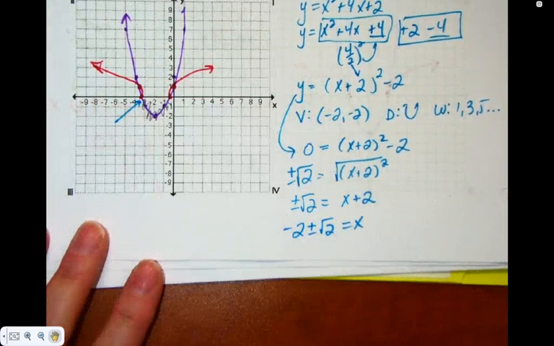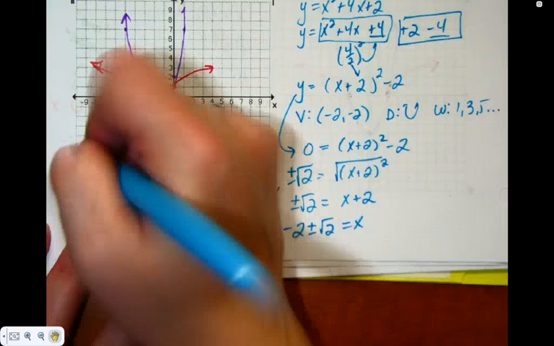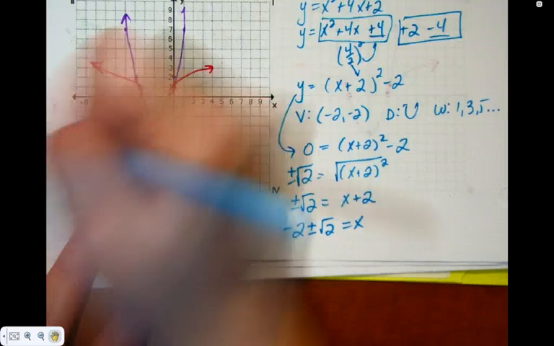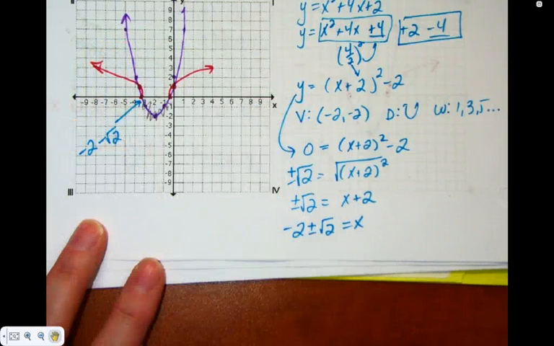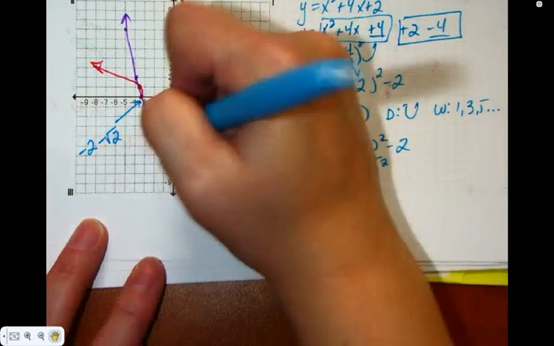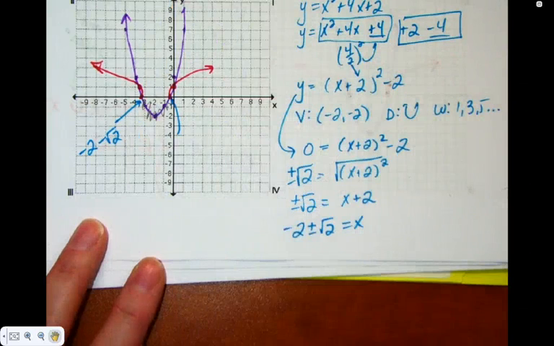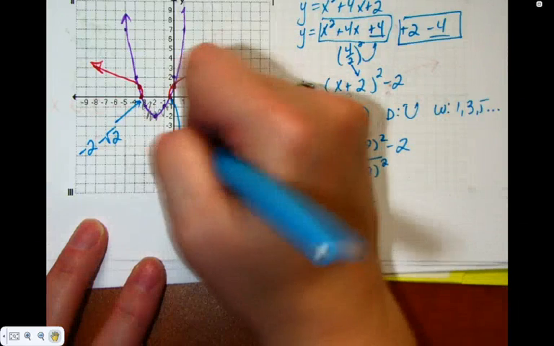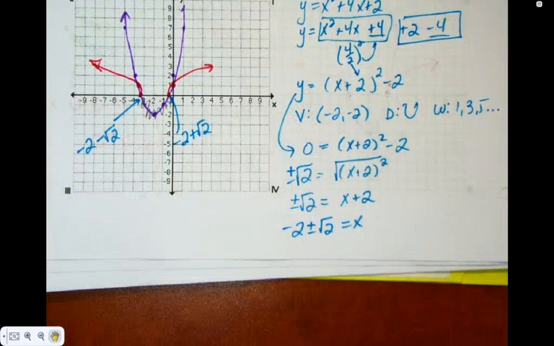Which one is the left intercept? Minus 2 minus root 2, because it has to be the most negative. And the other one has to be minus 2 plus root 2, because it has to be the least negative number. Most negative. The least negative.